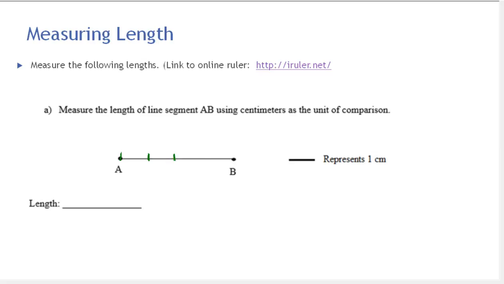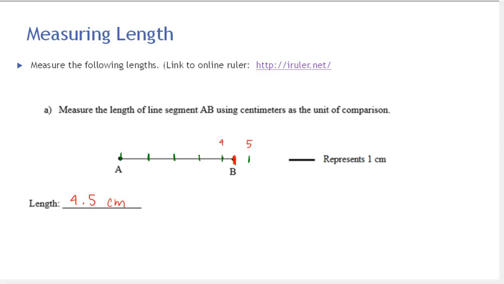There's 2. This is 3 centimeters. This is 4 centimeters. And I have a little bit more, so for me this is 5 centimeters. And notice that B is about halfway between 4 and 5 centimeters. So I'm going to approximate this length to be 4.5 centimeters.